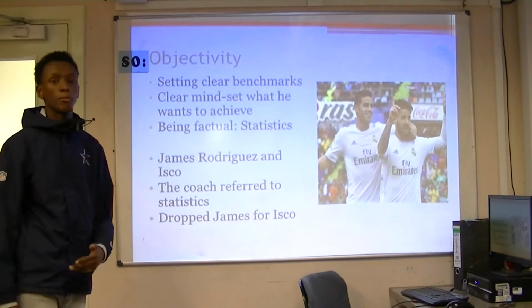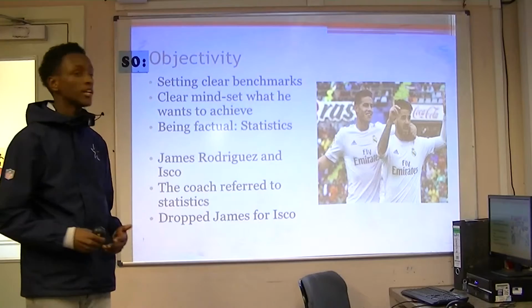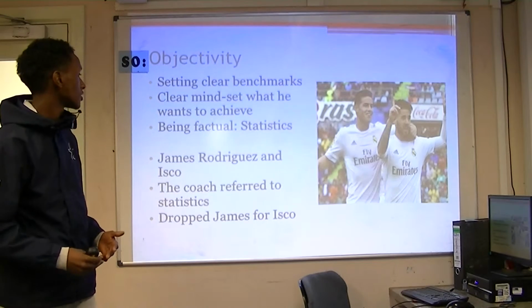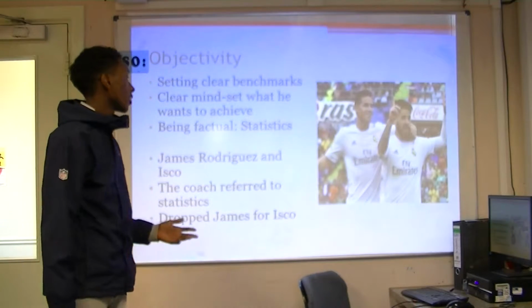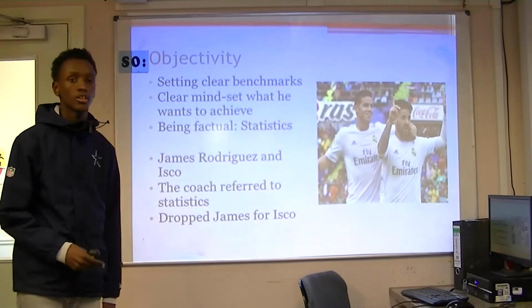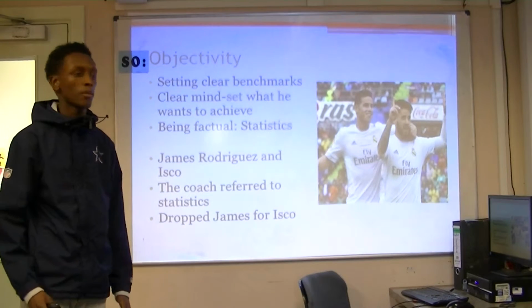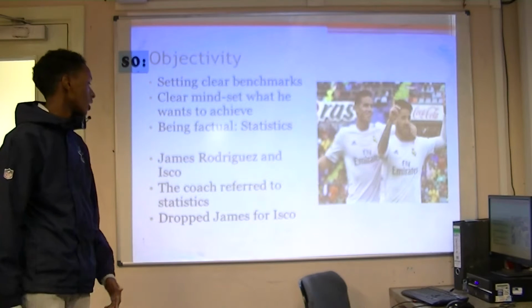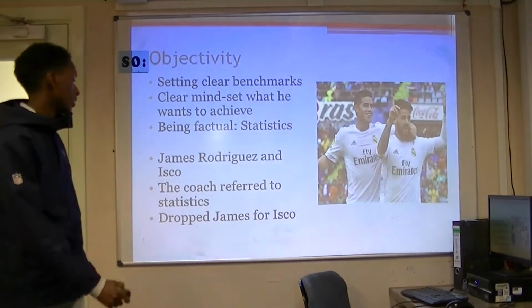Objectivity. It's important that someone who has good leadership sets clear benchmarks and a clear mindset of what he wants to achieve with their current team, and usually they rely on statistics. An example would be these two players, James Rodriguez and Isco. James Rodriguez started well after his World Cup. This season he started not to play well, whereas Isco was performing, and based on statistics, Zidane preferred Isco more.